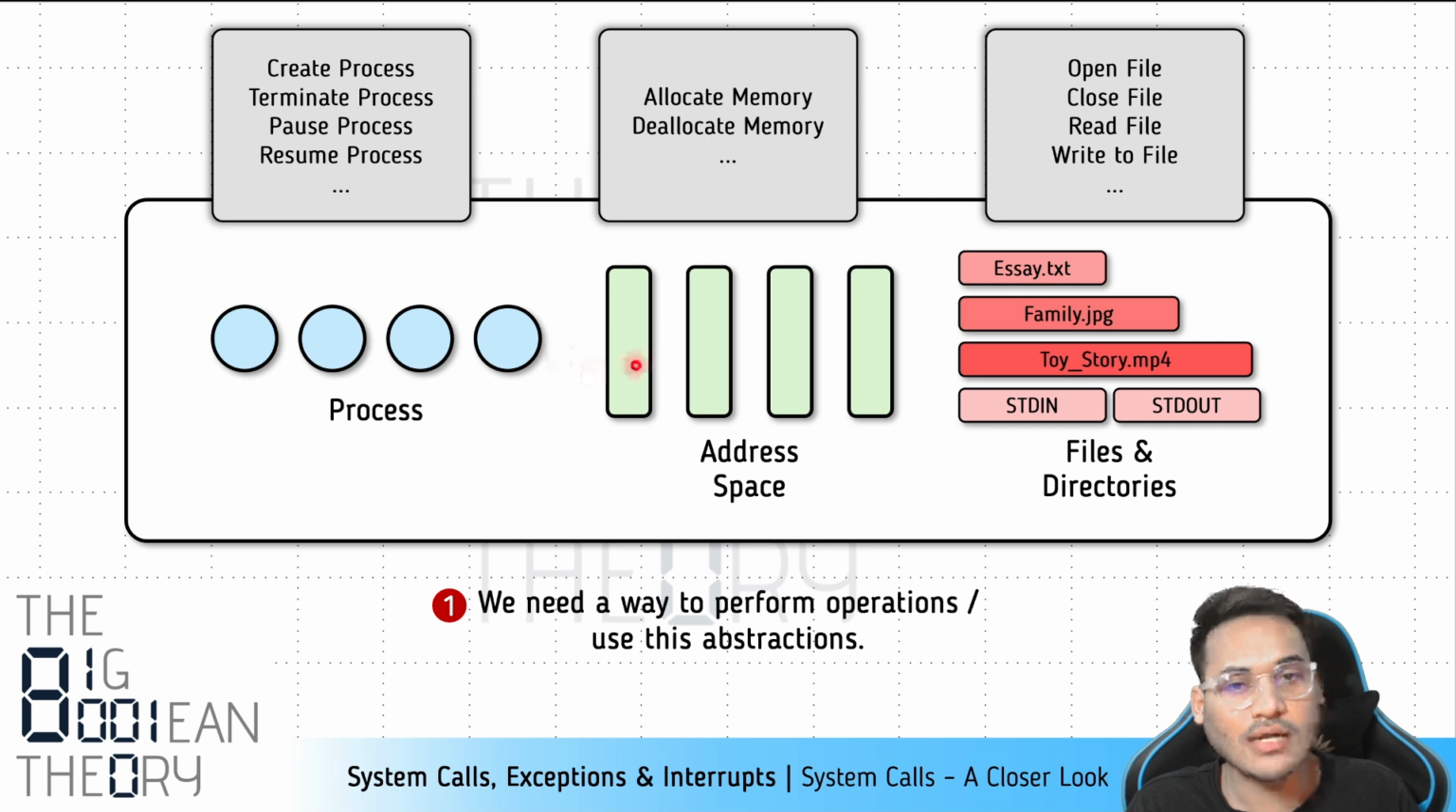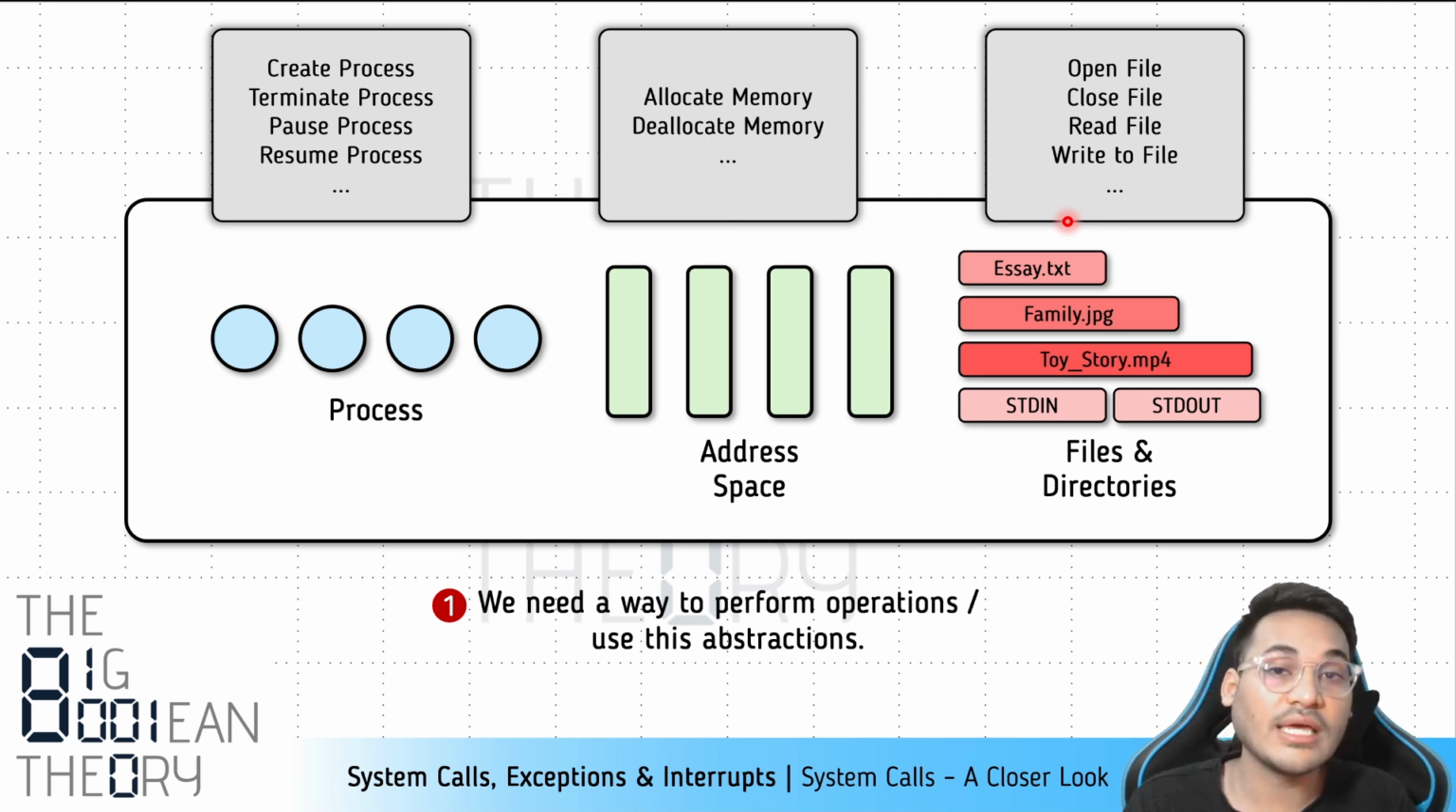Another example is that of the address space. We need a mechanism in order to allocate more memory or deallocate memory in the address space that is provided by the operating system, right? So allocation and deallocation are important operations that should be supported by the operating system, right? Finally, if you talk about files and directories, then we should have simple operations like opening a file, closing it, reading data from the file, or writing to the file, right?